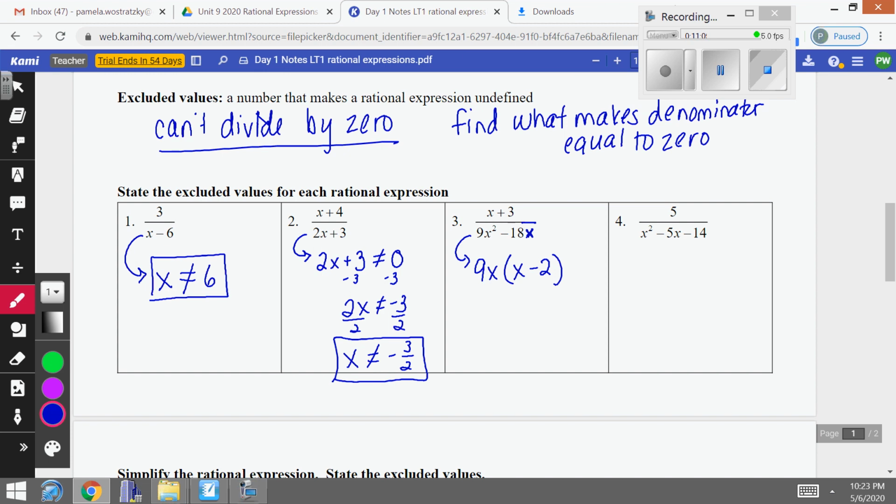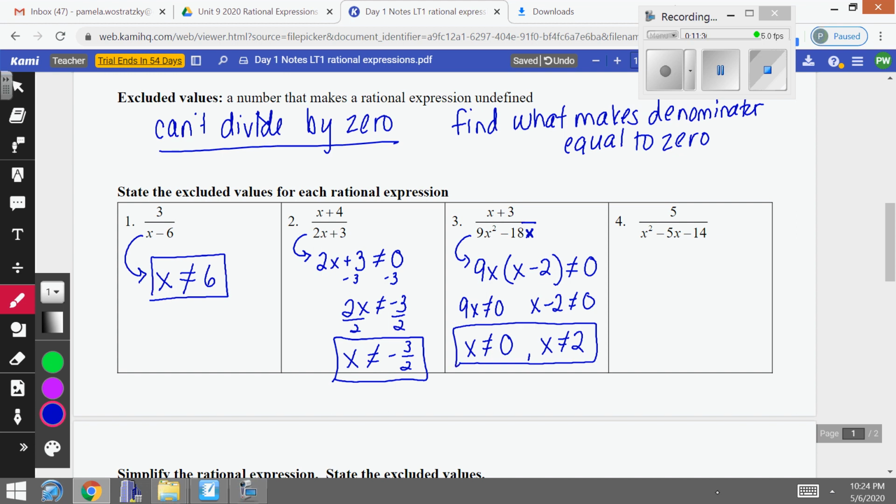When we look at this here, we do not want any of that equal to 0. So think about how we solved quadratics a couple units ago. That means we are saying 9x can't be 0 and x minus 2 can't be 0, is what we're really thinking about on there. Oops, that should have a 0 there. So x cannot equal 0 and x cannot equal positive 2.